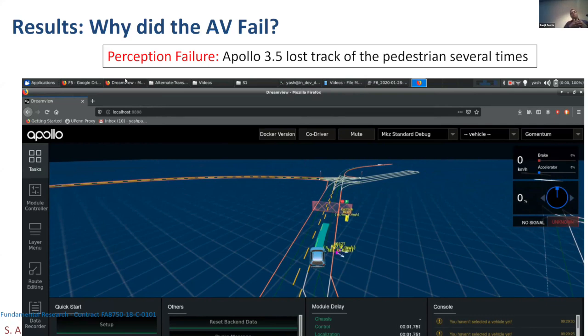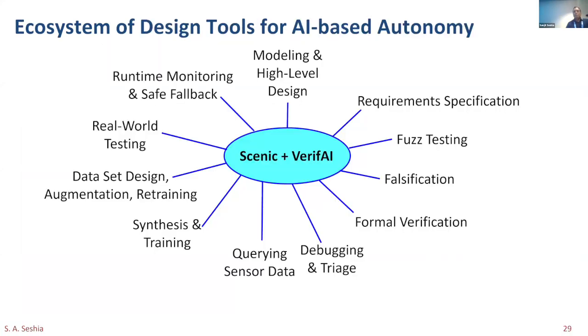Of course, you want to design the stack to be robust. So there should have been some prediction there, and I don't know what happened there. And there should have been some human intervention, and that also did not happen. So in all of these things, of course, there can be multiple levels of failure. But the point is, using these tools, we were able to do fairly efficient transfer of sim to real. We now have an ecosystem of design tools around these open source tools, SCENIC and VerifAI.